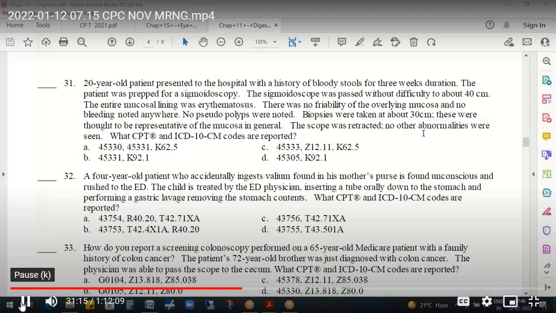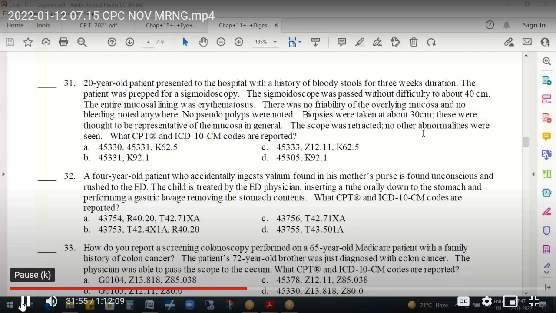See, what is the scope? What is the procedure name here in this question? Sigmoidoscopy. Okay. Diagnostic or therapeutic? What is performed by the physician here? Only examination or any procedure? If therapeutic is performed, then code only therapeutic. Then what is your answer? 45331. Understood, everyone? Any questions?